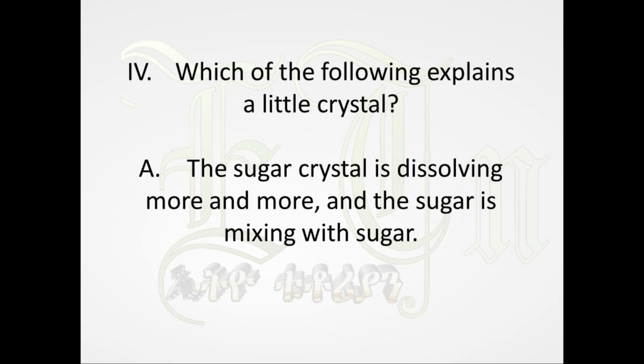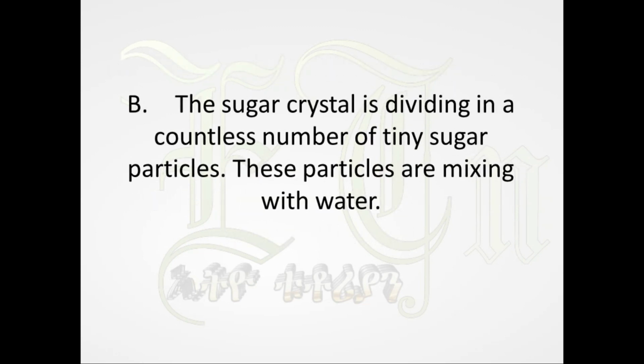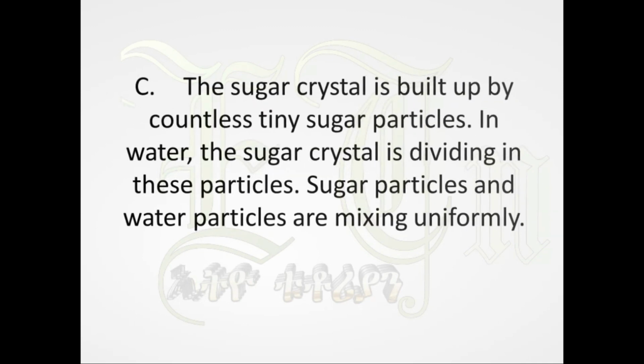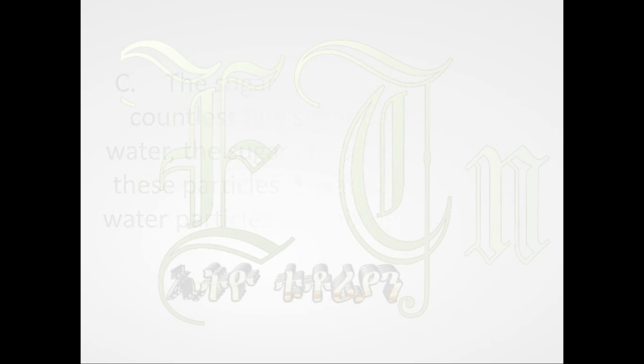Which of the following explains a sugar crystal dissolving in water? A. The sugar crystal is dissolving more and more, and the sugar is mixing with water. B. The sugar crystal is dividing into a countless number of tiny sugar particles. These particles are mixing with water. C. The sugar crystal is built up by countless tiny sugar particles. In water, the sugar crystal is dividing into these particles. Sugar particles and water particles are mixing uniformly.